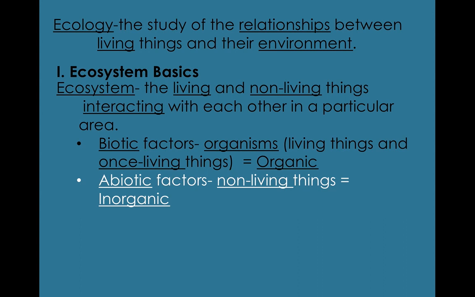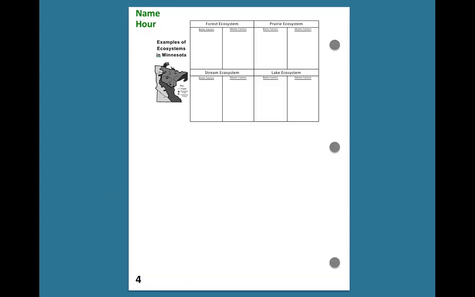So we're going to look at some examples here. Go over to page 4, and you've got this chart about the examples of ecosystems in Minnesota. And I want you to use this little section here that says forest ecosystem. So you can see it's divided into biotic factors and abiotic factors.